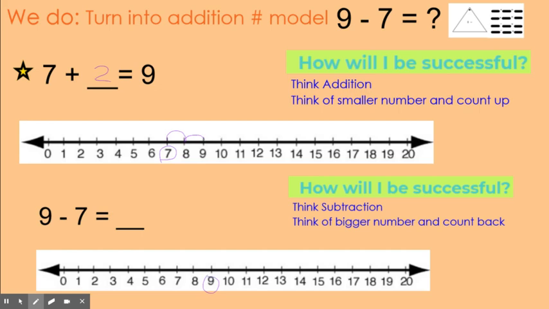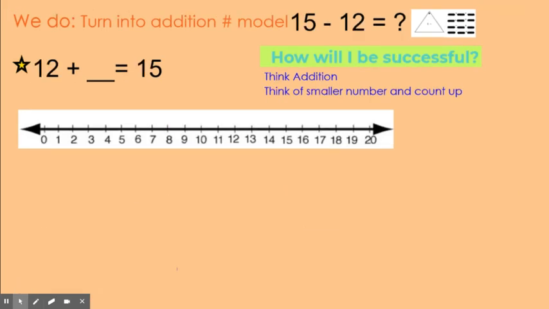And how do I know where to stop? Right, we're going to stop on the smaller number 7. So let's count the hops together. Ready? 1, 2. We got the same answer. All right, let's do another problem together.